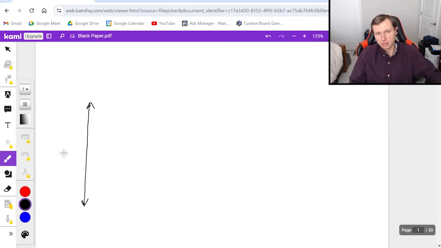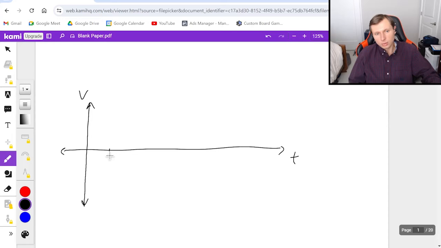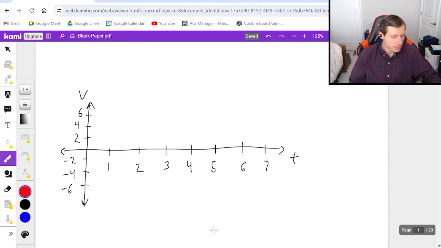First question I have here, I have a big graph. This is going to be a velocity versus time graph. 1, 2, 3, 4, 5, 6, 7 on the time axis. And on the y-axis, we're going to have counting by twos, 2, 4, 6, and then -2, -4, -6. So here's the graph. We're going to start at -4, pass through 1, ultimately get to 6 right here at 2.5. So we're at 6 now.